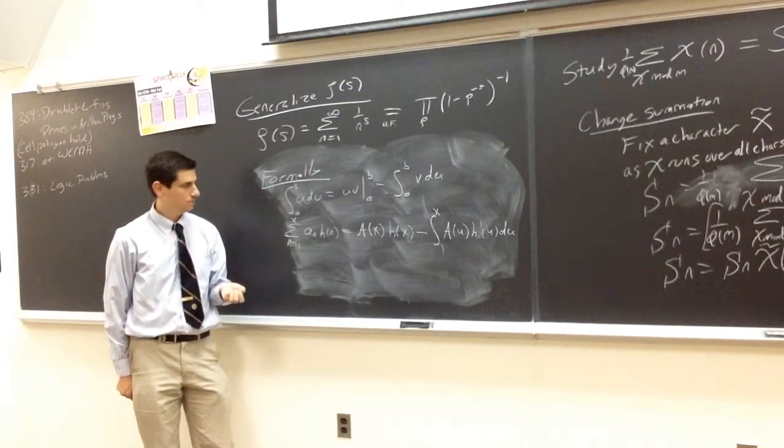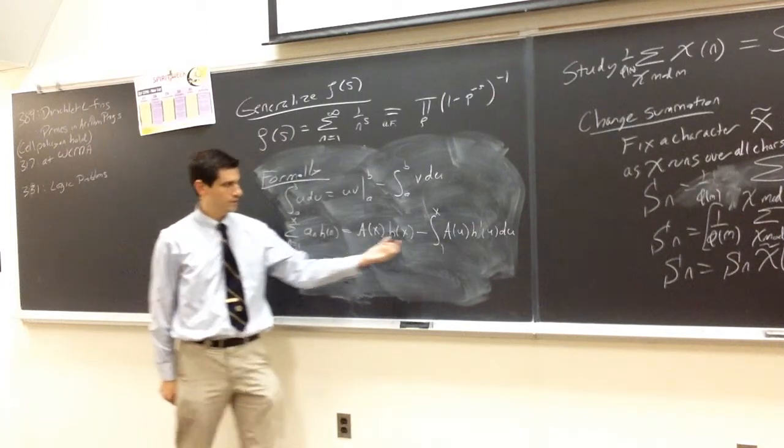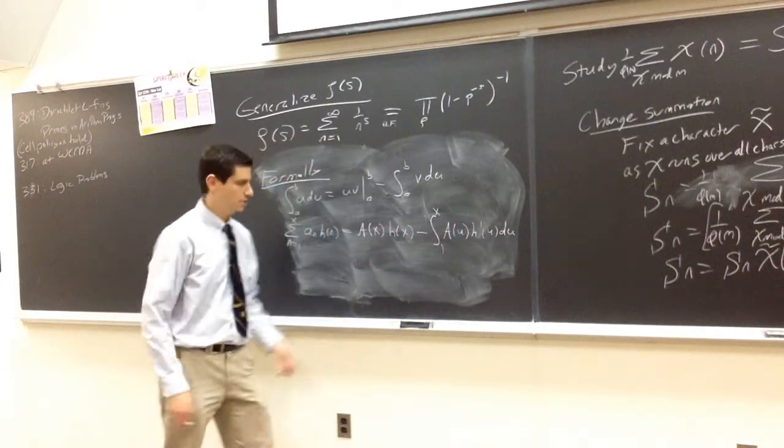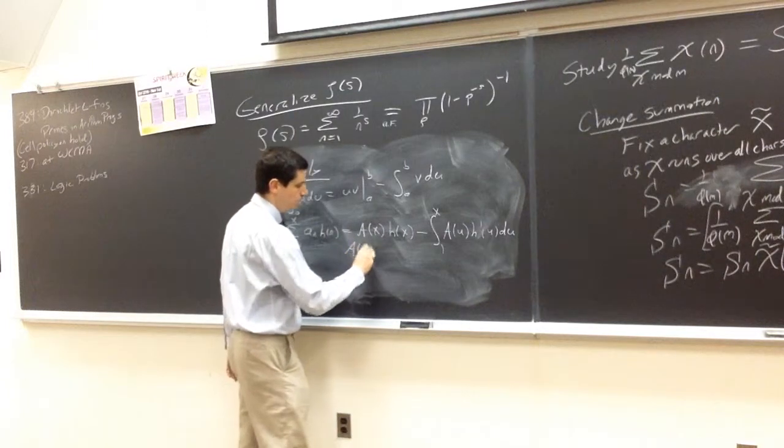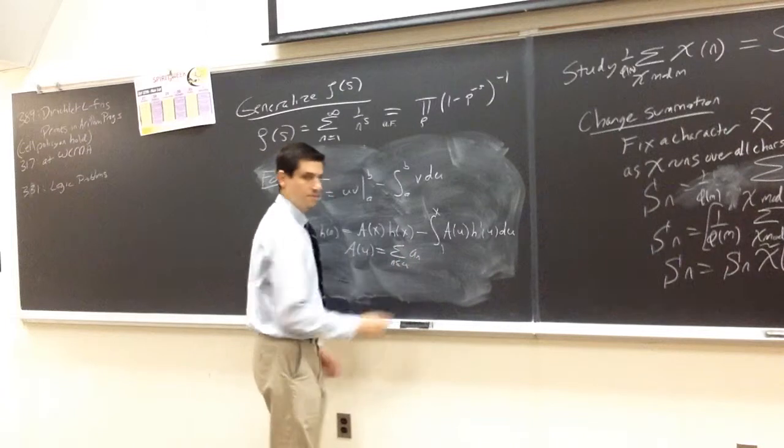Do you mean the sum from 1 to x? Which one over here? In the second half? No, this is the power of partial summation. And here, A of u is the sum over n less than or equal to u of a sub n.